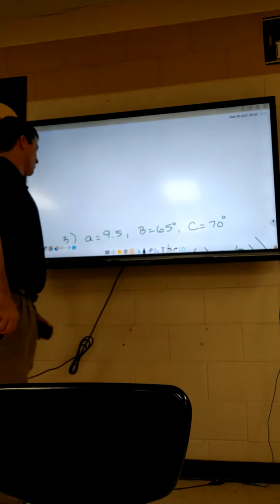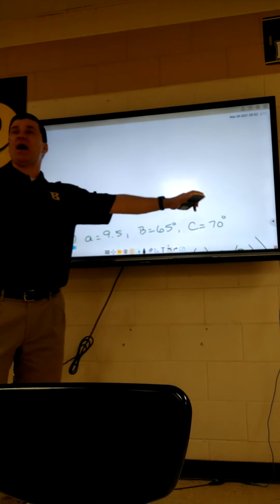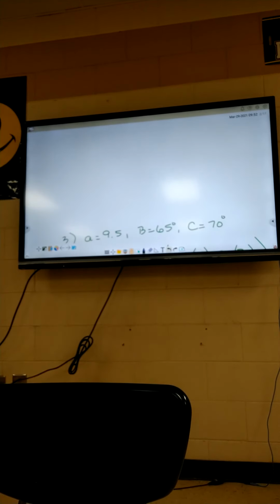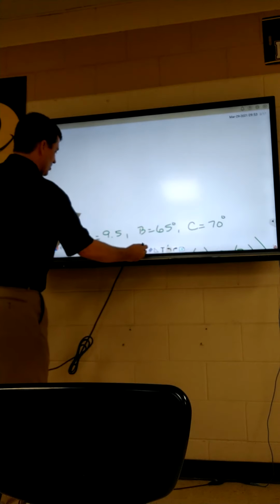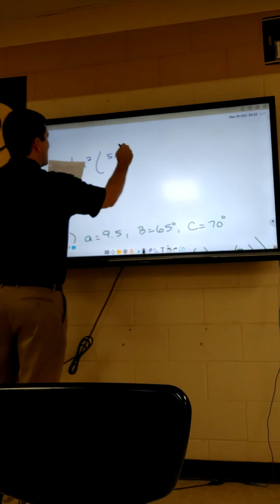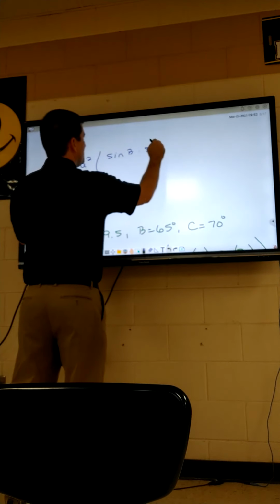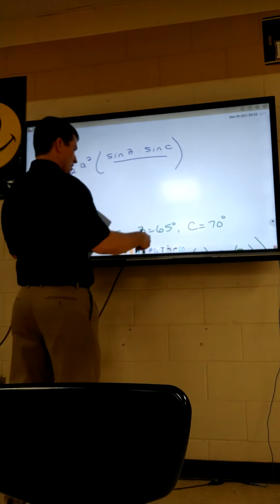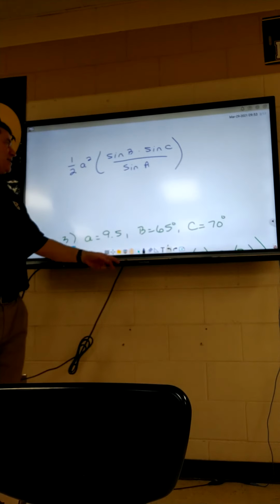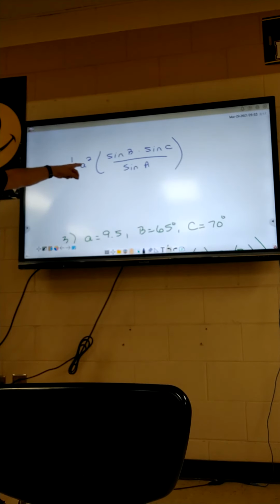All right, what's different about number 3? We got a lowercase a, a capital B, and a capital C. So now we have to look at the second row, and there's not one that matches up with it specifically, right? So what we're going to do is use the one, Brantley, on the second row that's got the lowercase a. So it looks like this. It's 1/2 a squared times sine B times sine C, and we'll have to find sine A. So we're going to use that one. Why would we pick that one? That is the only one that's got a lowercase a that we can use on that second row.